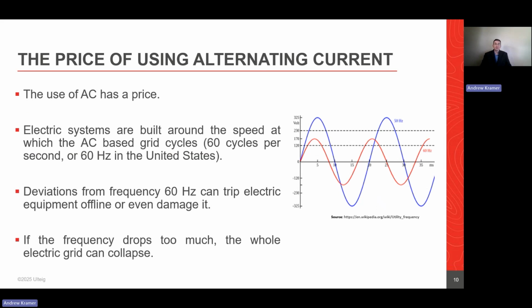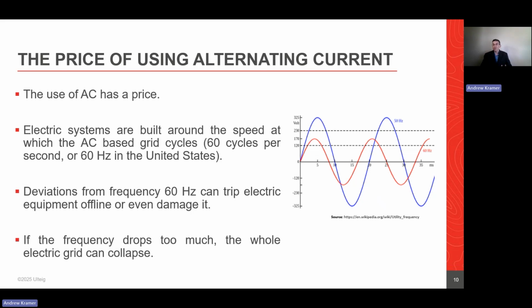The electric systems are built around the speed at which the AC grid cycles, right? So again, we talked about it last time. Your power going into your light bulb is actually going up and down. It's 60 cycles per second, so it's actually pretty fast. That's why you don't actually see it. What we have here is a 60 and 50 hertz cycle. Parts of Europe and other areas in the world operate at 50 hertz. The US grid operates at 60 hertz. Deviations from frequency of 60 hertz can trip electrical equipment offline or even damage it.